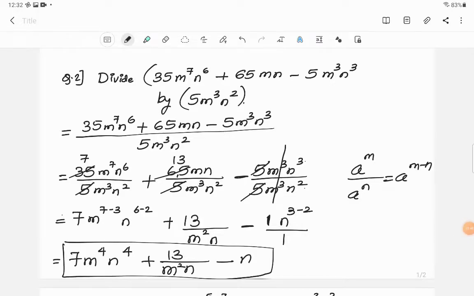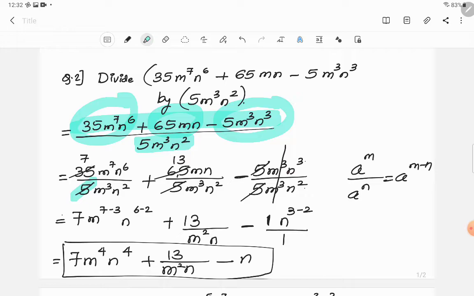Yeah, let's have a look at the question once again. So what did we do? We first wrote the entire polynomial in the numerator, whatever is given in the polynomial, and divided by the divisor 5m cube n square. Then we split. Split means everything of the numerator we split by writing it separately, divided by the denominator. Okay, so we wrote like this.